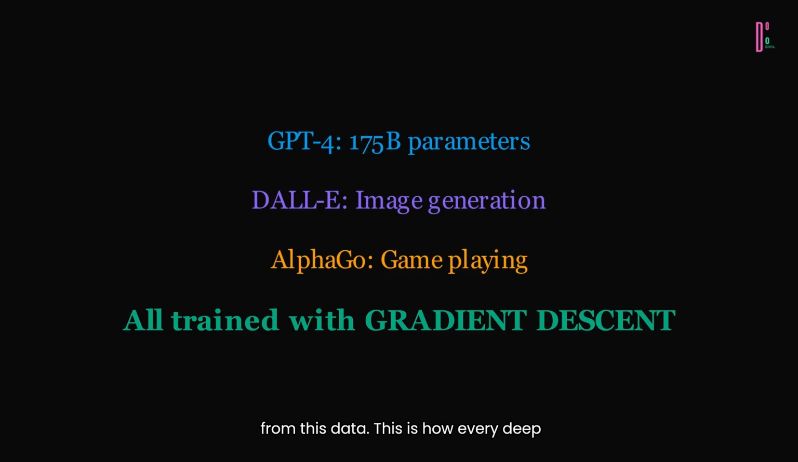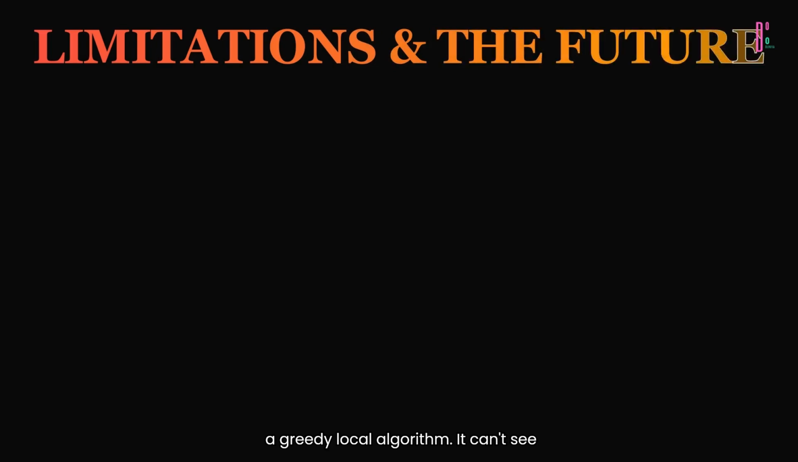This is how every deep learning model is trained. GPT-4, gradient descent on 175 billion parameters. DALL-E, gradient descent. AlphaGo, gradient descent. It's the algorithm that powers modern AI. But gradient descent isn't perfect. It's a greedy, local algorithm. It can't see the big picture.